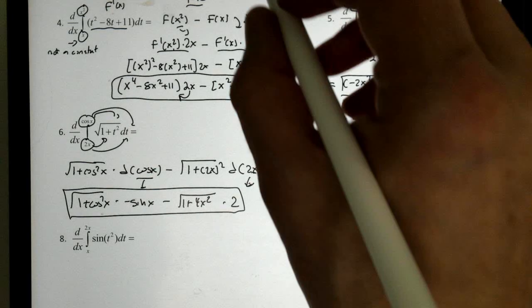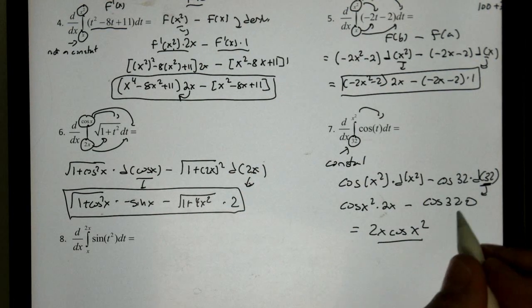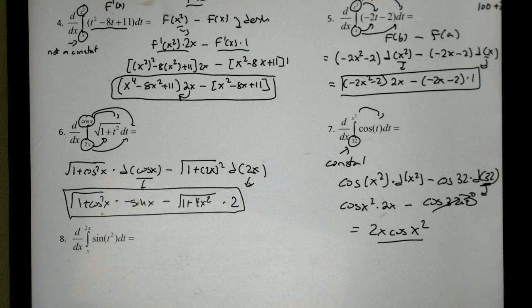Whoops, cosine, that's terrible. Cosine of x squared. There we go. Right there. That's just 0 right here. All that's going to just become 0 for us.